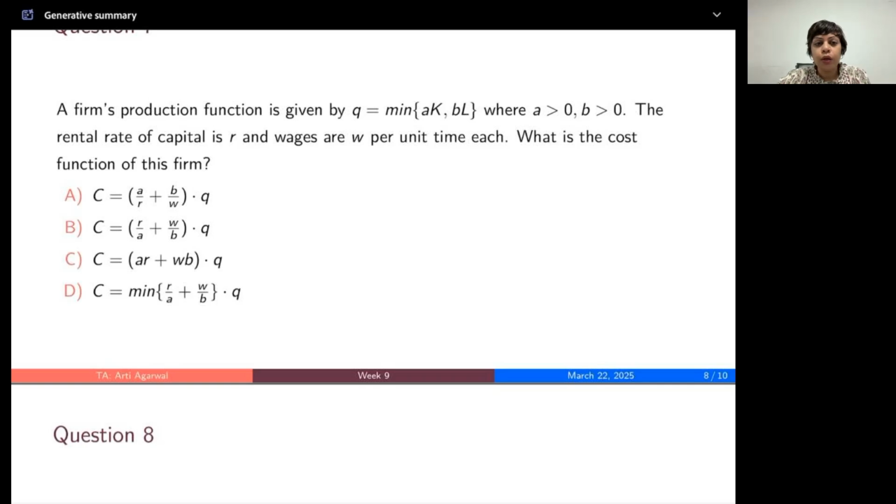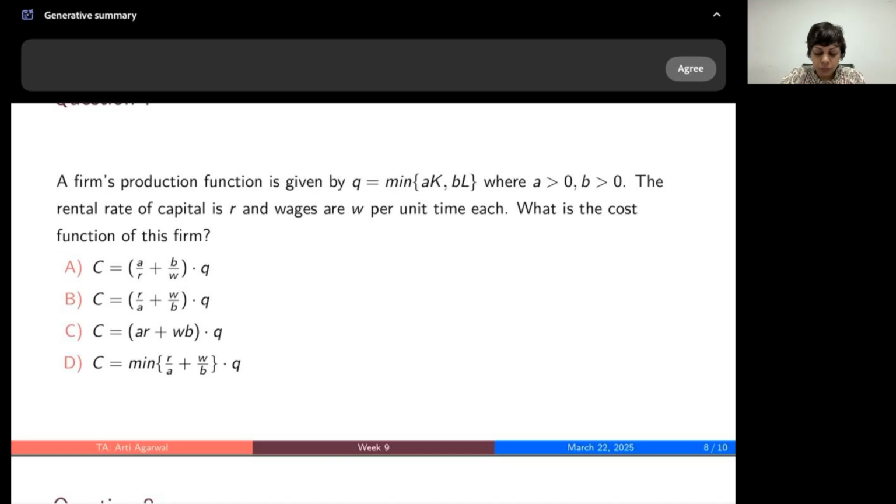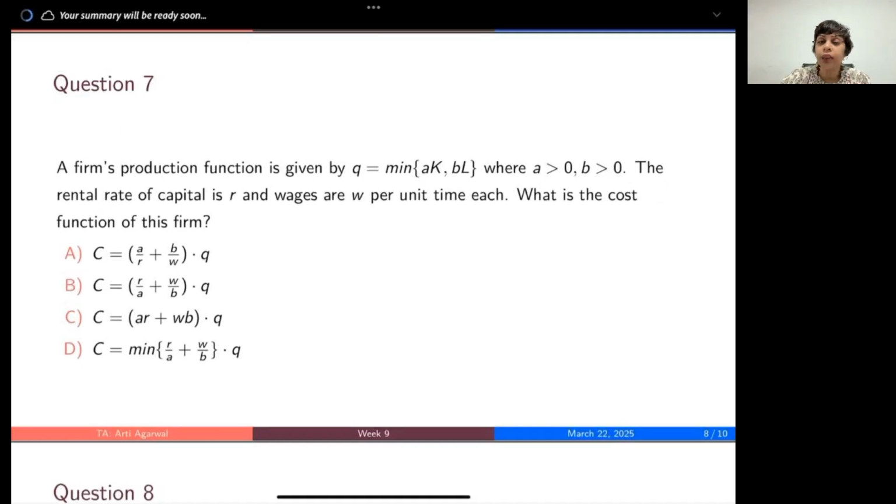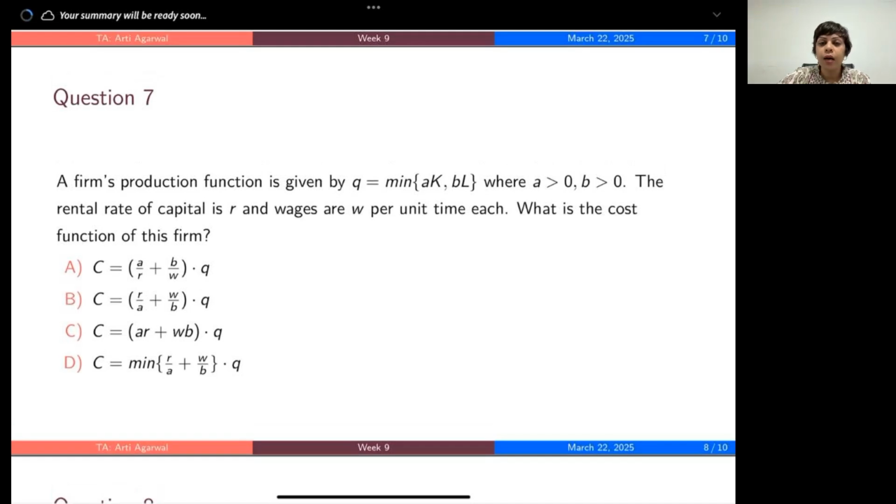You're asked what is the cost function of this firm. You're not asked to compute anything per se. You are just asked what is the cost. How do you write the cost function of this firm? So again, I'll give you a few minutes to think.